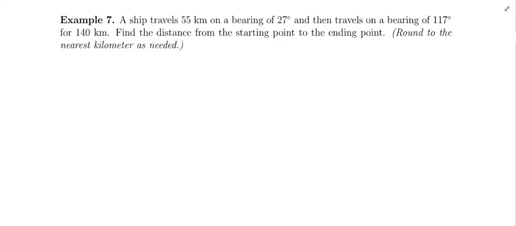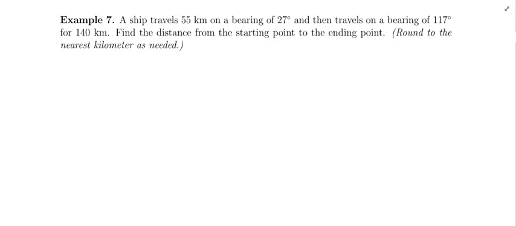Example 7. A ship travels 55 kilometers on a bearing of 27 degrees and then travels on a bearing of 117 degrees for 140 kilometers. Find the distance from the starting point to the ending point. Round to the nearest kilometer if needed. Bearing problem again. Have to draw a picture.